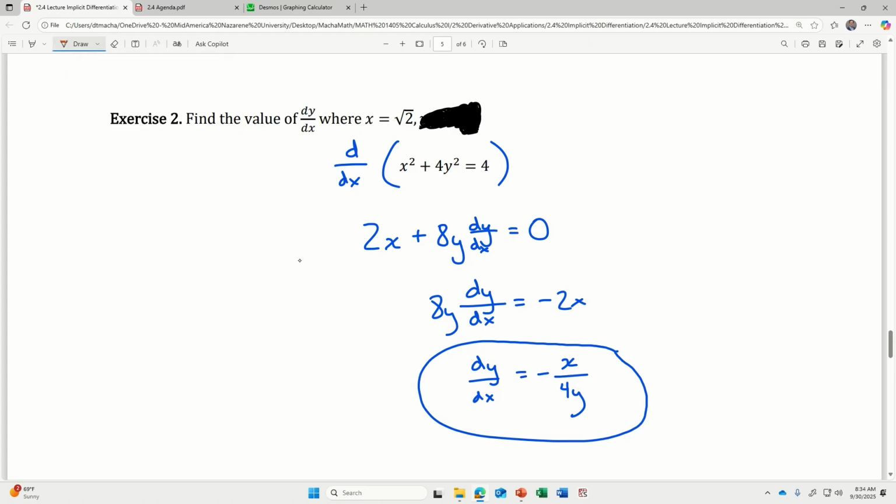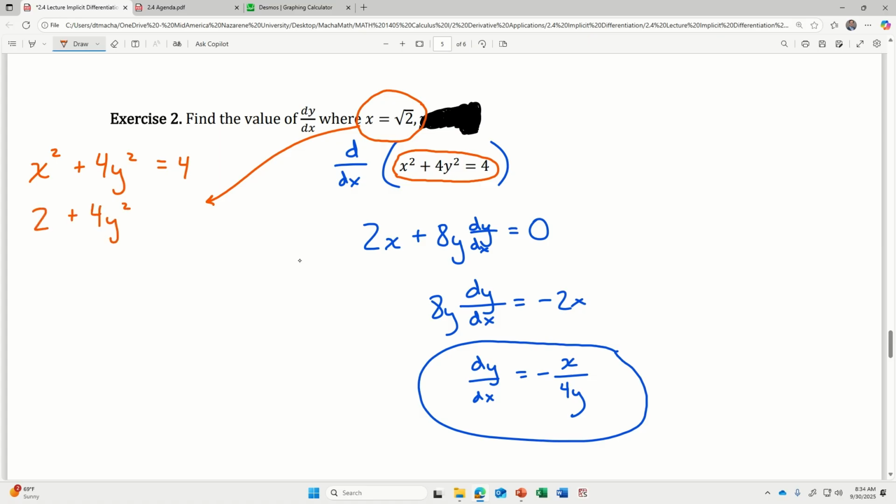So I've got to go back to this original equation that we started with. x squared plus 4y squared equals 4. And plug in x equals square root of 2. The square root of 2 squared is 2. Subtract 2 from both sides. Divide both sides by 4. Take the square root of both sides.